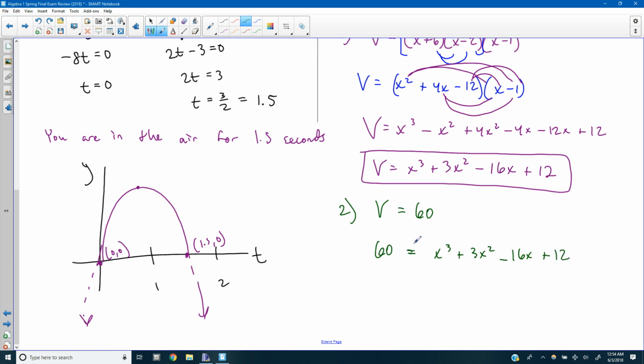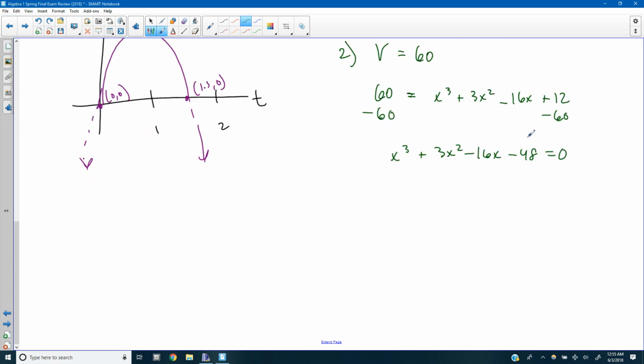And we've got to solve. So as you can tell, this looks like one of those cubic, factoring by grouping things, but you can't or don't want to factor by grouping until this side equals 0. So if I subtract 60 from everything here, I'm going to do 12 minus 60, and I'll get x cubed plus 3x squared minus 16x minus 48 equals 0.